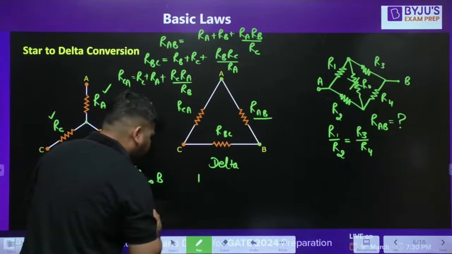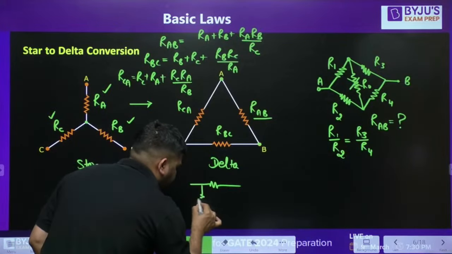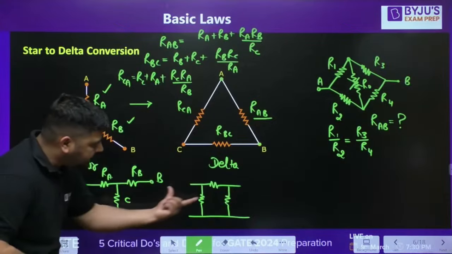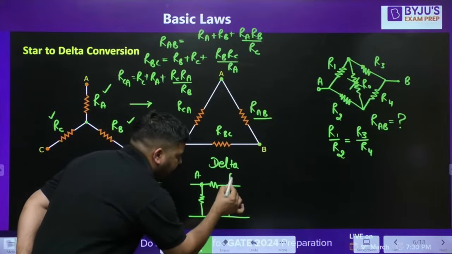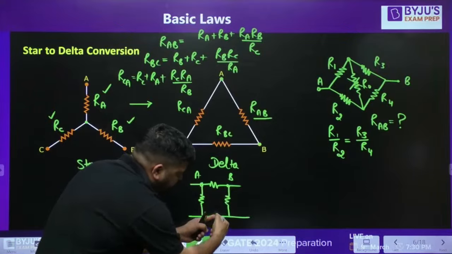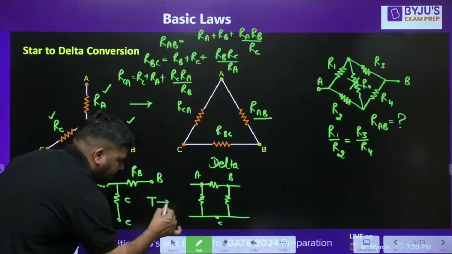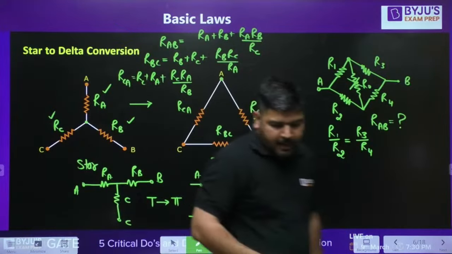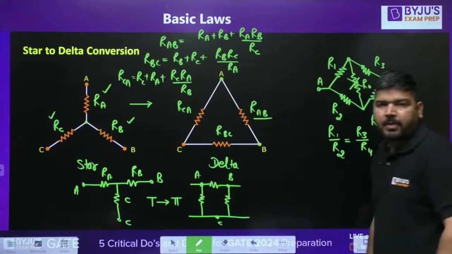And we can convert it into pi. Pi means like this. This is my pi network. Pi is again a delta network. This point is A, this point is B, and the lower point is C. So actually these two resistors were connected like this, so I have separated them out. So we call it T to pi network. Don't confuse it with the pi network. Pi network is also called the delta network. I hope it is clear.